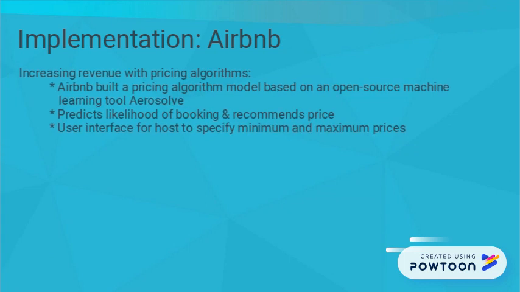Another example is Airbnb. Airbnb has implemented 2 machine learning models to increase revenue and match hosts to guests. First machine learning model tool is a pricing algorithm based on an open source machine learning tool, Aerosolve. This model predicts the likelihood of a lodging listing getting booked on a certain day at a certain price based on factors like demand, listing location, type, and quality. Airbnb can then use this model to recommend how much hosts should charge every night for their listings on its website.